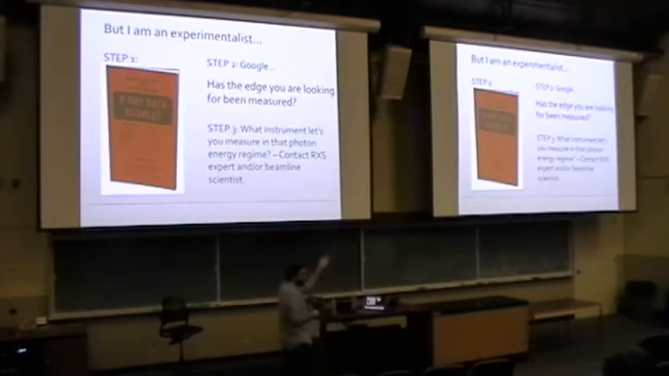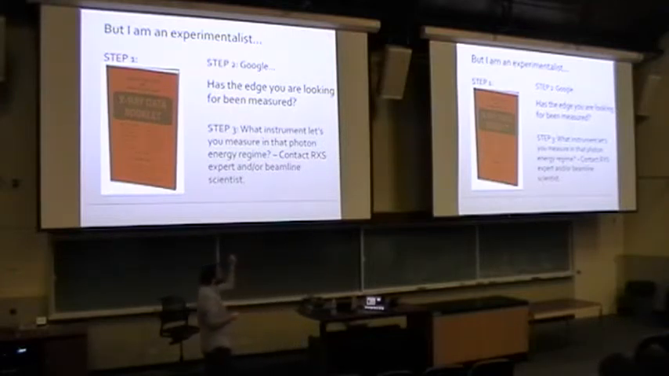Okay? And the practical way in which you do it is that you look for the edge. If you've been at synchrotrons, you've seen the X-ray data booklet. What's the energy of the edge that you're interested in? Let's say I'm interested in the f electrons of cerium, but I'm going to be looking for the M edge. You look around on the internet to find out if that has been measured. You look for an instrument that lets you measure that photon regime and maybe contact your expert or beamline scientist.